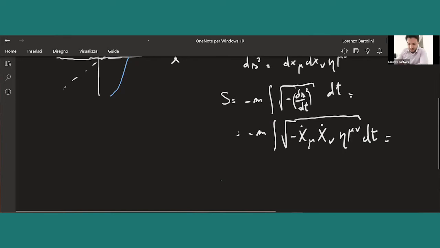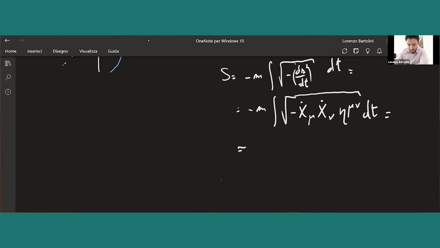And when you use the metric, and you write this as a function of the speed, the velocity, it's the square root of 1 minus v squared, where we have used units with c equal 1.